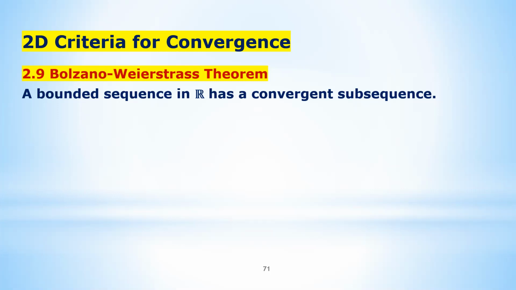So boundedness is extremely important. Without boundedness, this result obviously is not true. Think about the natural number sequence, 1, 2, 3, 4, up to infinity. This is an unbounded sequence, and it will never have a convergent subsequence, because every subsequence will go to infinity. However, once the sequence is bounded, then the sequence always produces a convergent subsequence. Okay, the subsequence will be convergent.